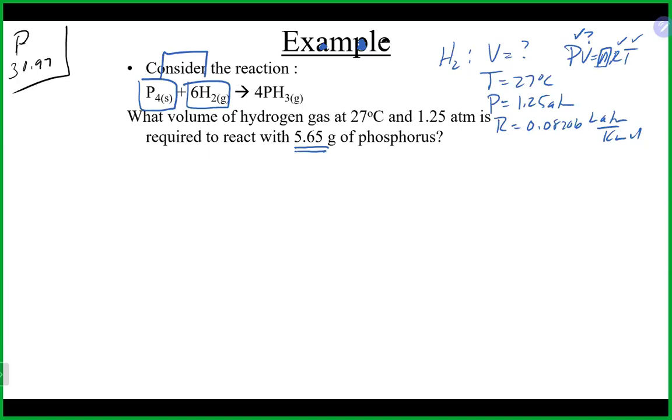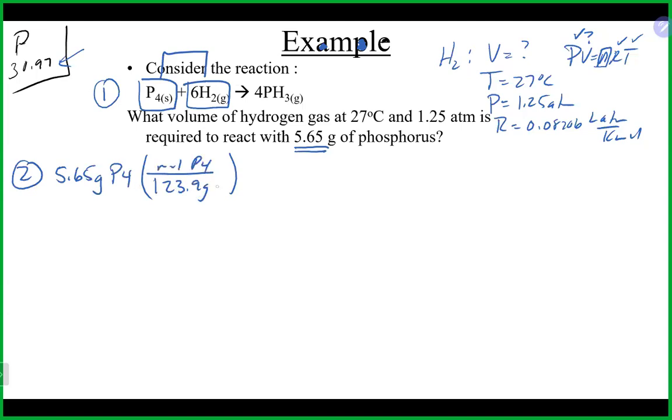So to do that, we're going to balance the equation, which it is, hopefully 1, 2, 1, 2, yep. And second, we're going to take what they gave us and convert it into moles. So 5.65 grams of P4. We'll use the periodic table there and get the molar mass of P4. That's going to be 4 times 30.97. That'll give us 123.9 grams per mole of P4.